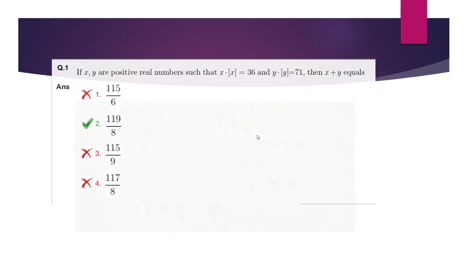So in this case, how do we go about it? Well, if x times the greatest integer of x is 36, I just take x squared is equal to 36, which gives x is equal to 6. If you substitute 6 over here, because the greatest integer of 6 is nothing but 6, so 6 into 6 becomes 36.